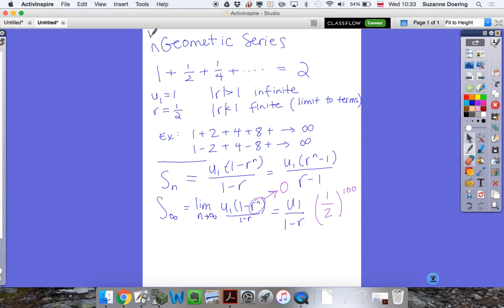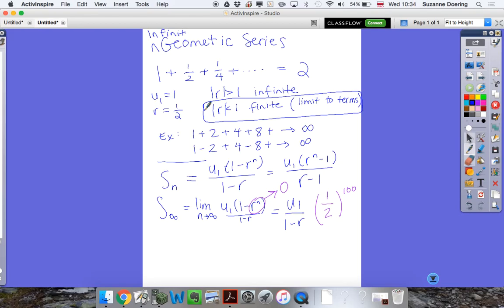But how does that term go to 0? Why is this 0? Because we said that if we pick a ratio that's less than 1, as we raise it to higher powers, we're going to get something smaller and smaller and smaller. But if it's more than 1, it's going to be infinite. So it only works if the value of our ratio is less than 1. And we'll see that next class as we begin to work some examples with it.